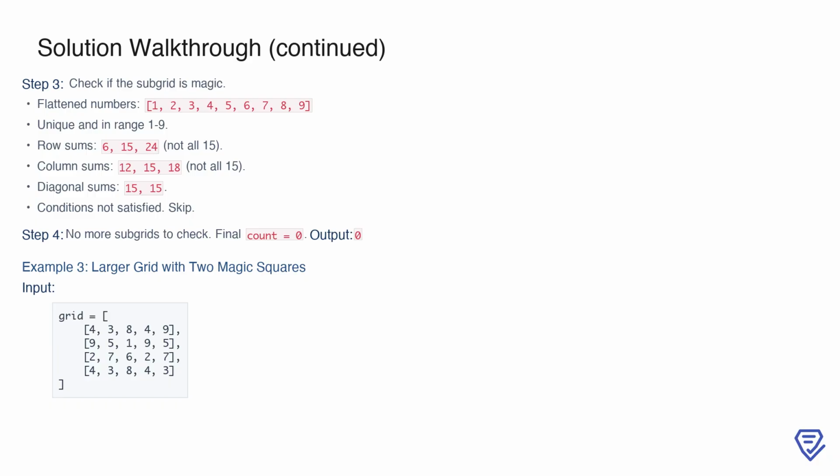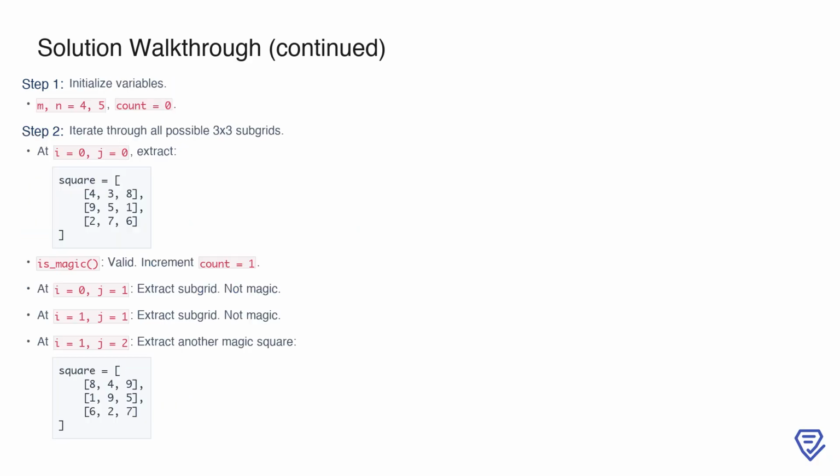Since there are no other subgrids to evaluate, the final value of count remains 0. The output for this example is therefore 0. Now, let's consider a larger grid where we can find multiple magic squares.